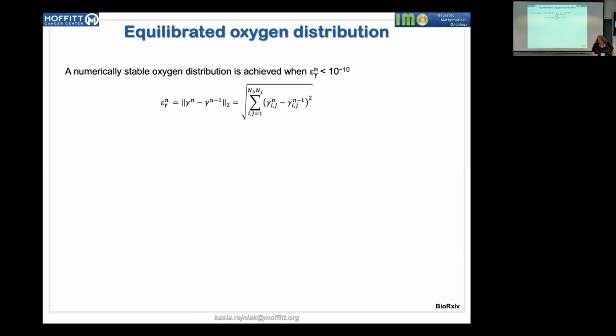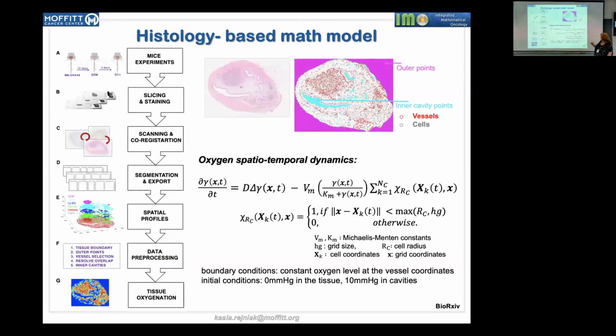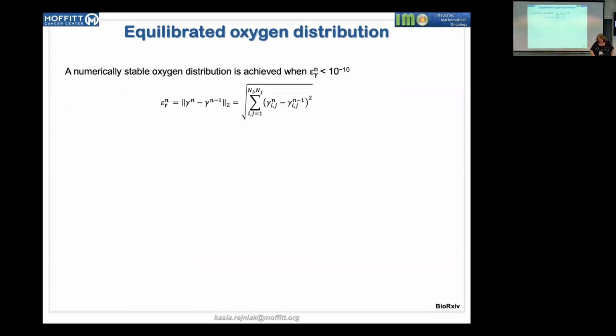So I have the next picture, which has more of those individual elements. But now our question is, we would like to know what's the distribution of oxygen in this tissue, right? We just have an image. We know where the cells and the vessels are. So where are the hypoxic areas? Where are the well-oxygenated areas? So what we decided to do is to run, so you have influx of oxygen from the vessels, there is diffusion in the tissue, and then the cells are absorbing the oxygen.